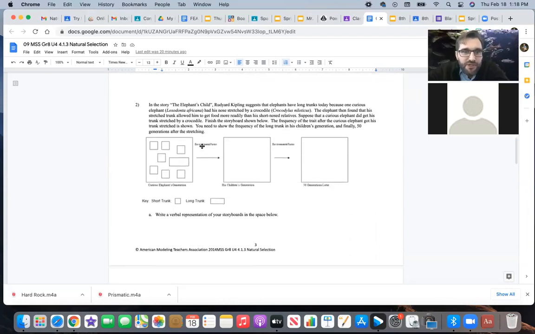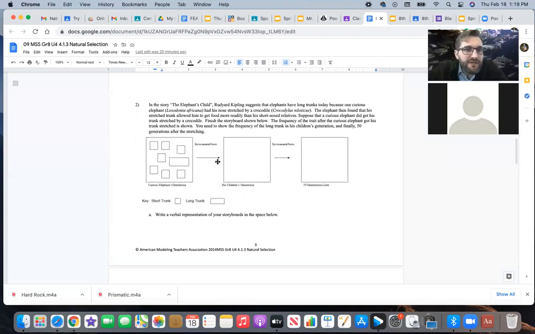The number 2 is talking about a Rudyard Kipling story, a short story about the elephant's child, and it's talking about long trunks versus short trunks. And it's wanting to know in this scenario, what's going to happen with this population of elephants if a crocodile reaches up, grabs a hold of the trunk of one of the short trunked elephants, stretches it out. Now we've got one in the population that has a long trunk and all of the rest have short trunks. What do you think might happen each generation?